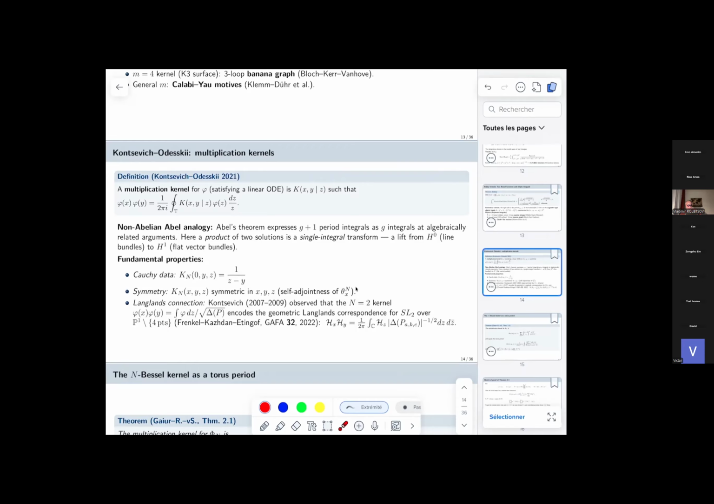So say it again, what can be interpreted as structure constants? These multiplication kernels. Well, yes, Maxim in the 2007 paper, which was published. Yeah, I know that paper, but it's something about Hecke operators, yeah?